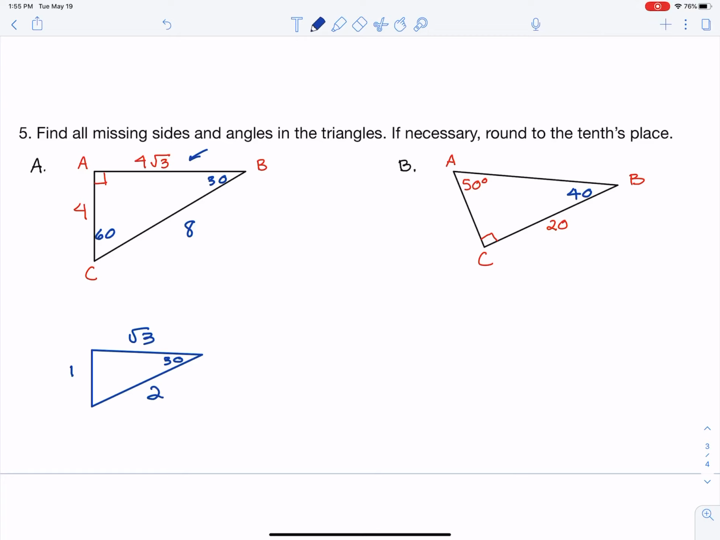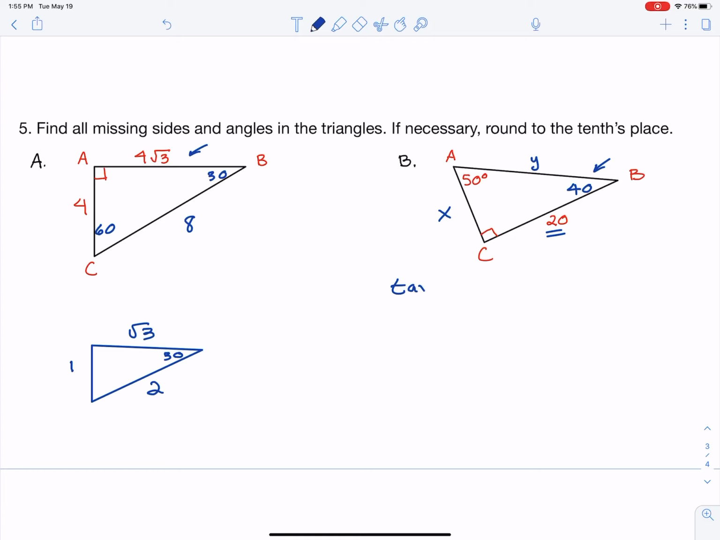So what I can just do is use the fact that, if I'm looking at the angle 40, then 20 is an adjacent side. So I'm going to call this X, and I'm going to call this Y. So let's see. If I said the tangent of 40, what would that be equal to? That would be the opposite, which is X, over the adjacent, which is 20. So I get 20 times tangent of 40 equals X.